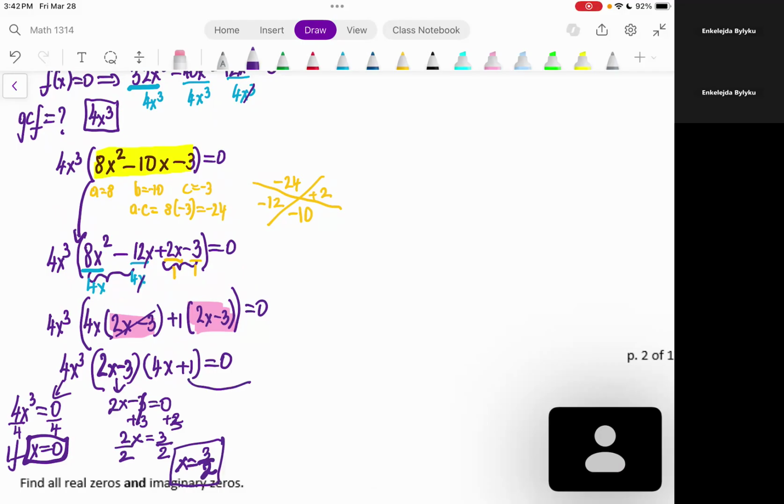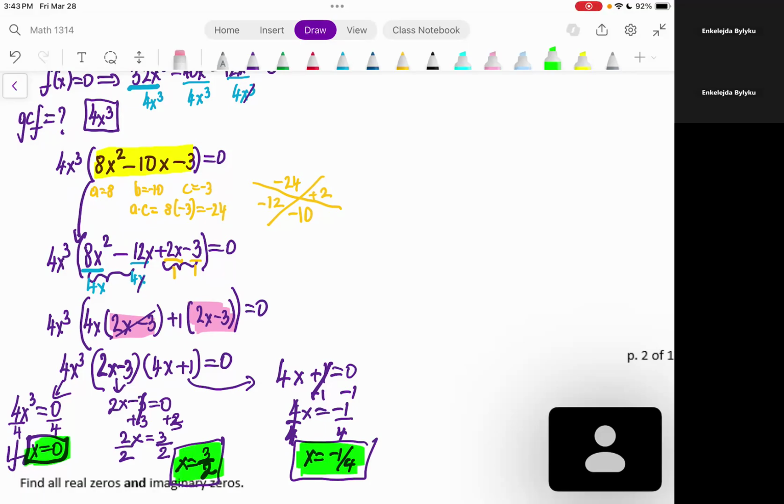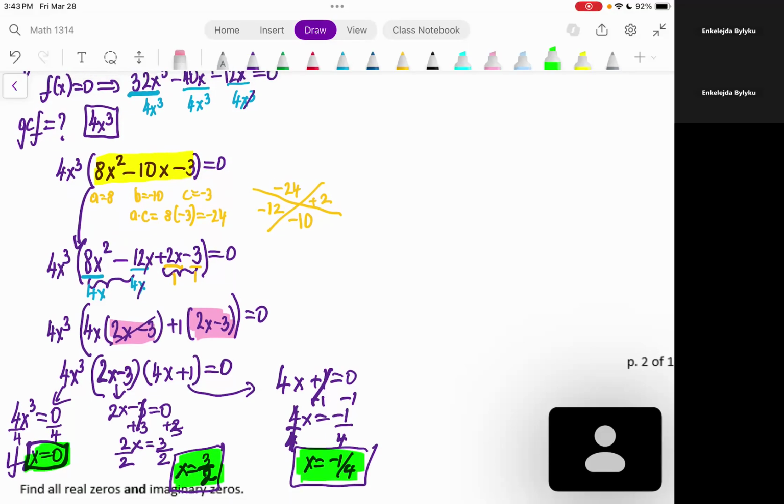And then the next one is setting the last factor equal to 0. I'm going to subtract 1 on both sides. I get 4x is equal to negative 1. Then if you divide by 4, we get x is equal to negative 1 over 4. So we have 3 real zeros for our function f of x. x equals 0, x equals 3 over 2, and x equals negative 1 over 4.